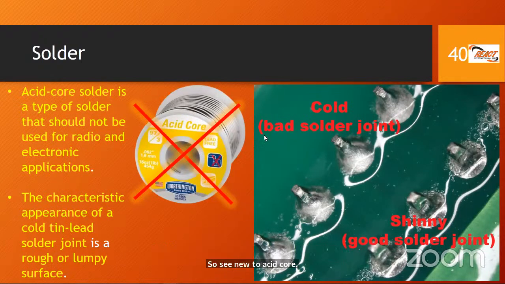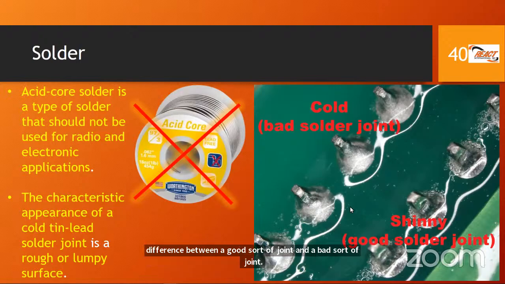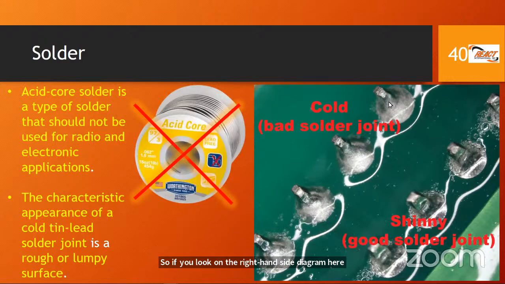All right. So we need to know the difference between a good solder joint and a bad solder joint. So if you look at the right-hand side diagram here or the picture, you will see some dull looking joints. It's looking dullish. It's a ball of solder there that's just resting there. It may not be properly made. So these are called cold solder joints.